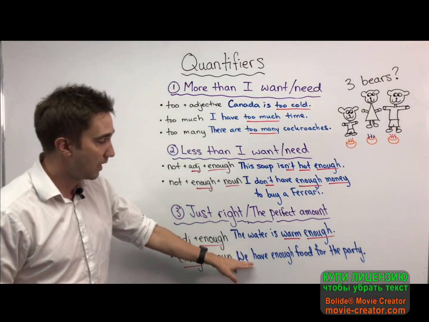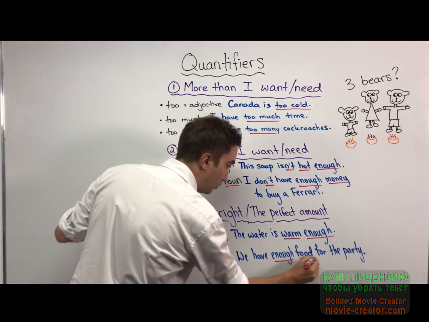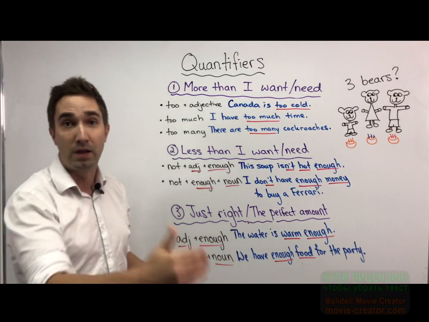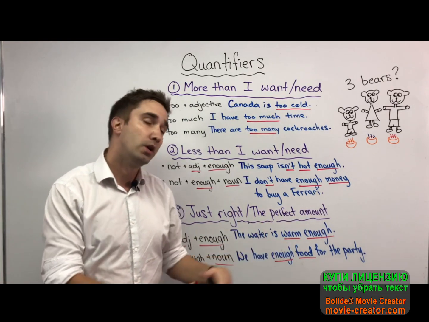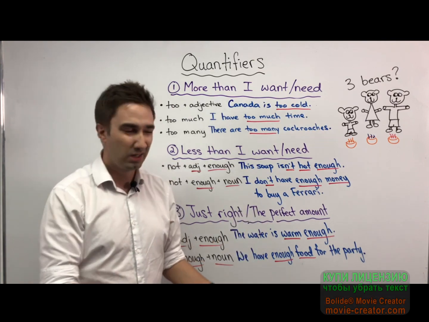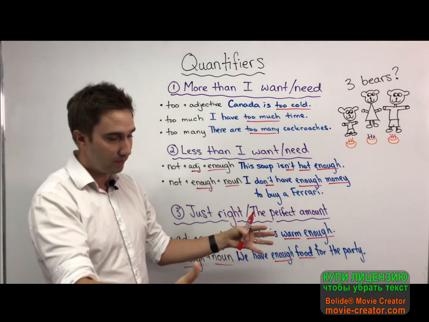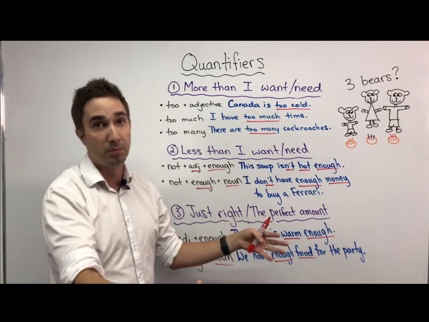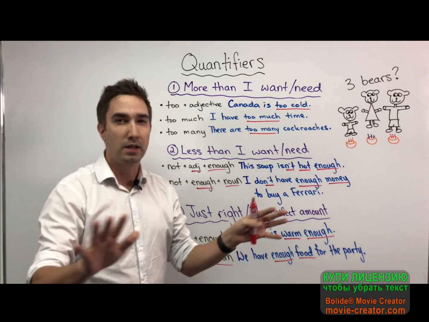I can say we have enough food for the party. Maybe my wife is saying, hey, we need to buy more food. I say, no, I think we have enough. 20 people are coming. I look at the food, I see, yeah, we have enough food for 20 people. So we don't need to buy any more.